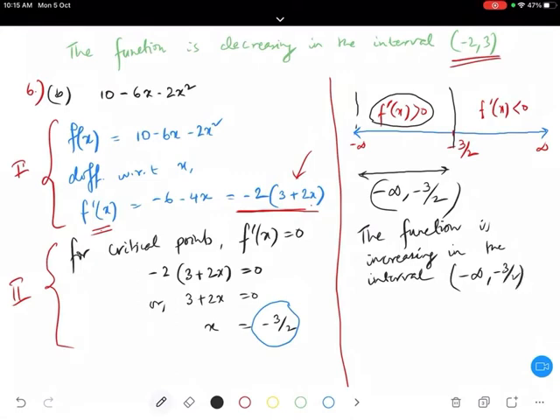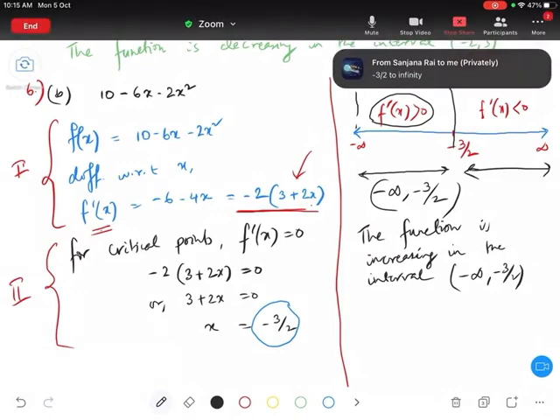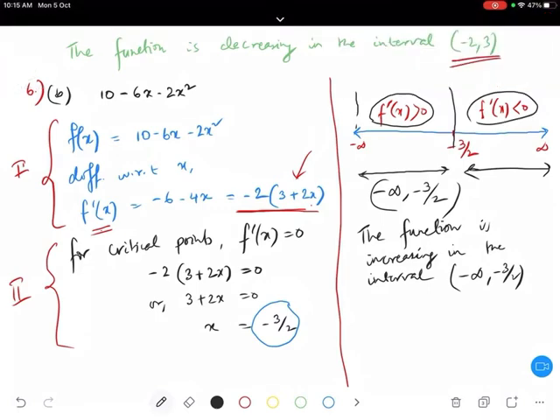Where is the function decreasing? The function is decreasing in this region, right? Wherever f dash x is less than 0. So when f dash x is less than 0, the function is decreasing. Yes, Sanjana, that's correct. So write down: the function is decreasing in the interval minus 3 by 2 to infinity.